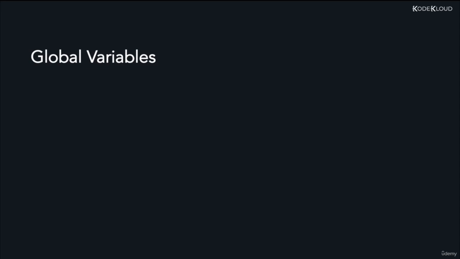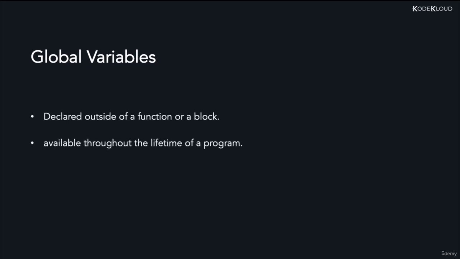Now, what are global variables? So global variables are variables that are declared outside of a function or block. They are available throughout the lifetime of a program. They're declared at the top of the program, outside all functions or blocks, and well, they can be accessed from any part of the program.